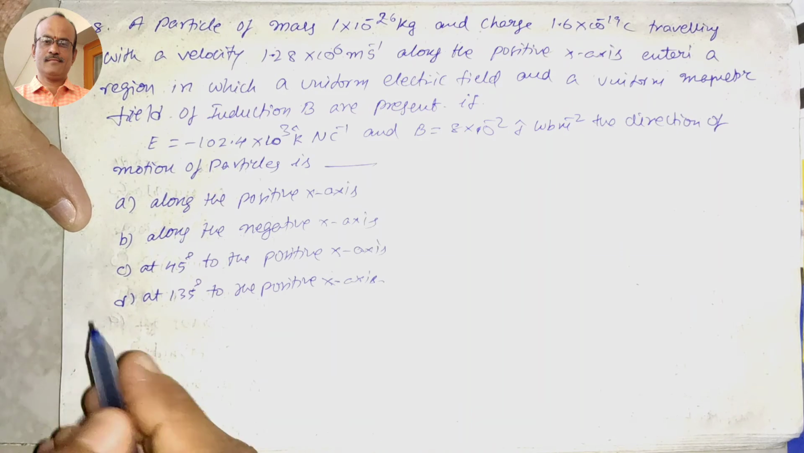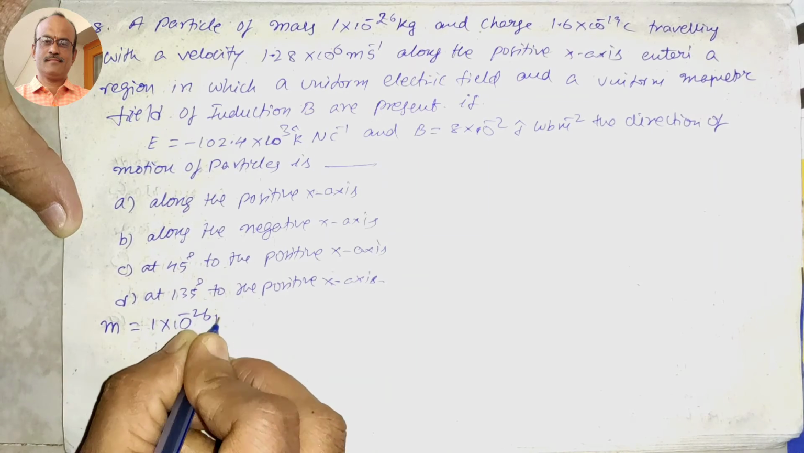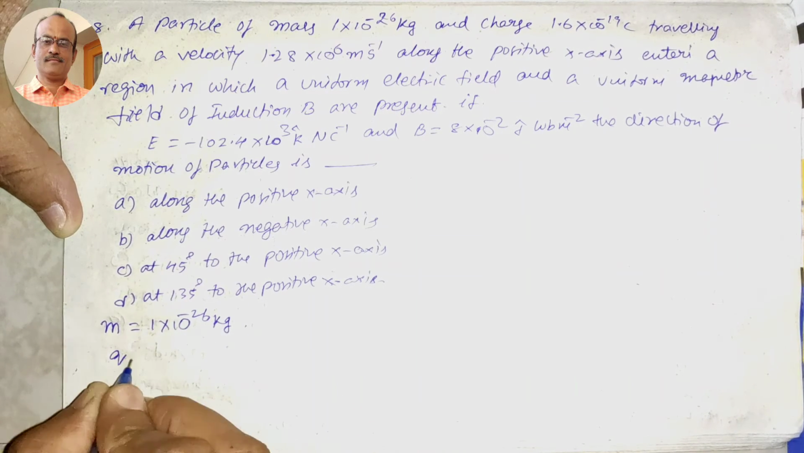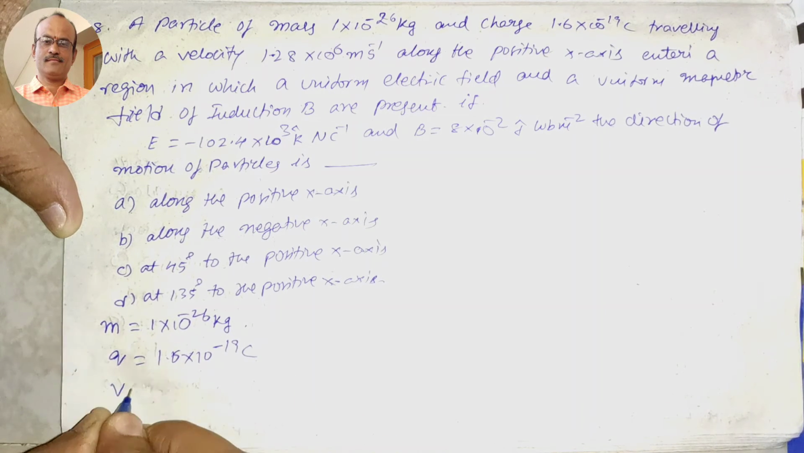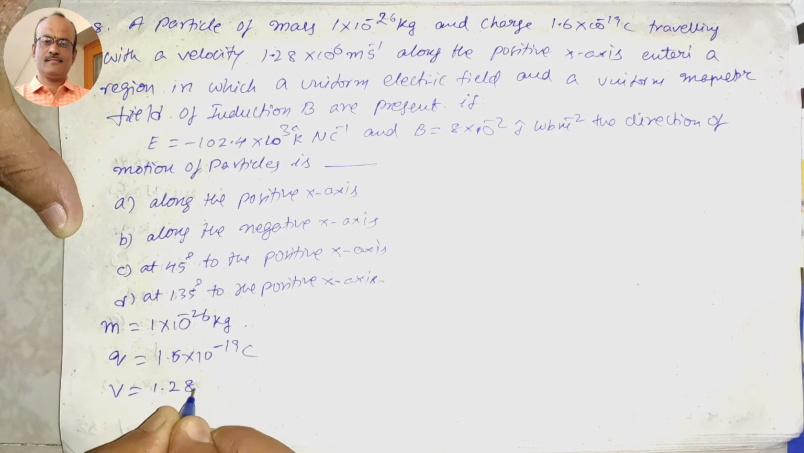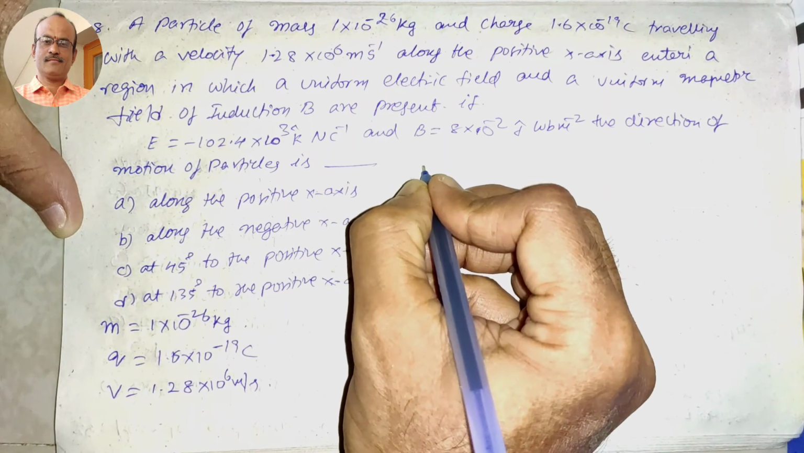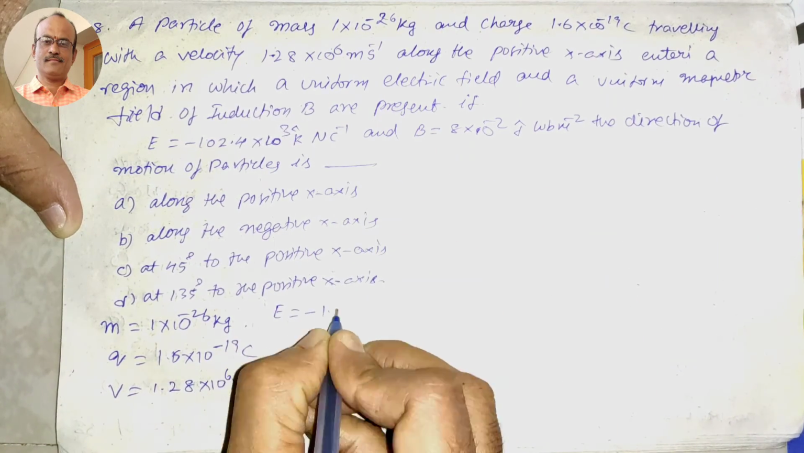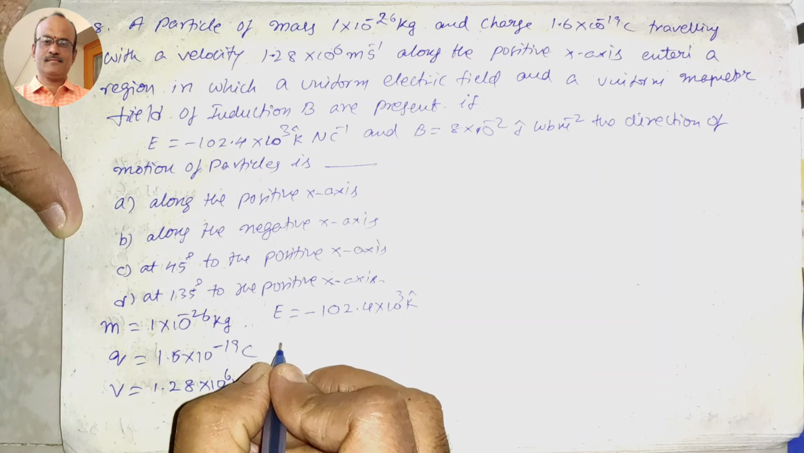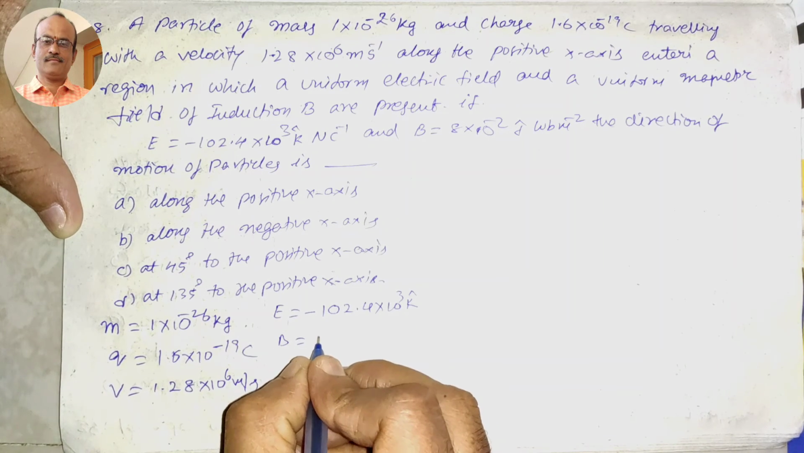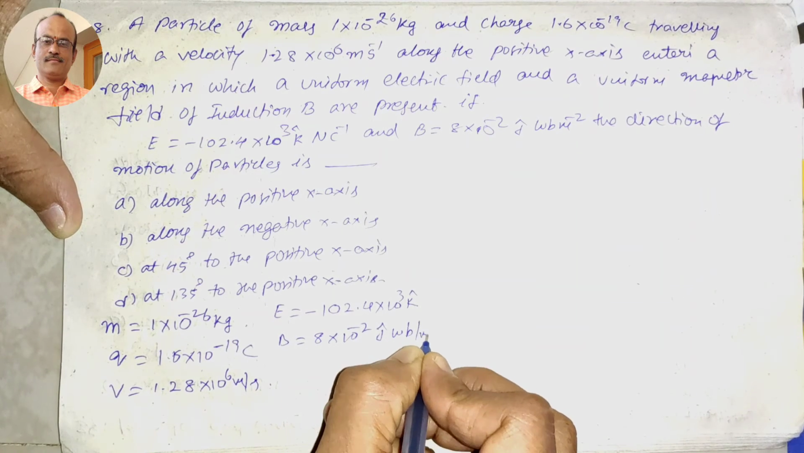So first of all, what is given here? Mass m is equal to 1 into 10 to the power of minus 26 kg, the charge is 1.6 into 10 to the power of minus 19 coulombs, and the speed is 1.28 into 10 to the power of 6 meters per second. The electric field is E is equal to minus 102.4 into 10 to the power of 3 k cap, and afterwards the magnetic field is given, that is 8 into 10 to the power of minus 2 j cap weber per meter square.